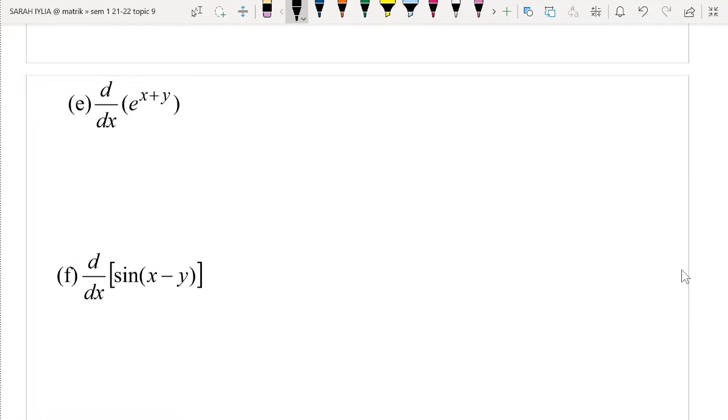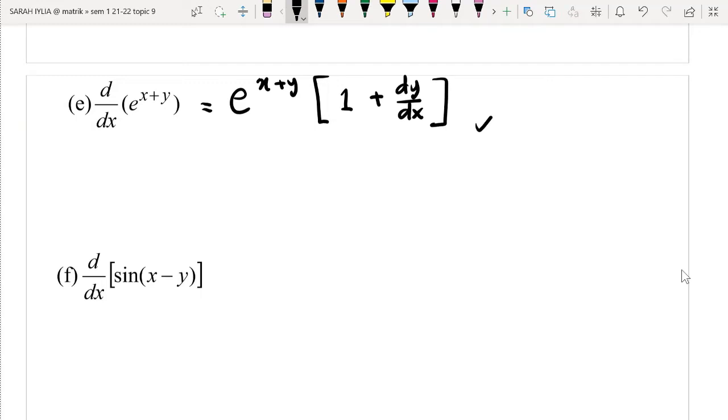Kita pergi seterusnya. We have exponent to the power of x plus y. So how do we differentiate this? Remember, for exponential rule, we have to copy it back. So e to the power of x plus y times with derivative of our power. So differentiate x, we get 1. Differentiate y, we get dy over dx. Siap. Stay as it is lah. If you want to open up the square bracket, dia tak membantu apa-apa kan. So biar je lah macam tu.